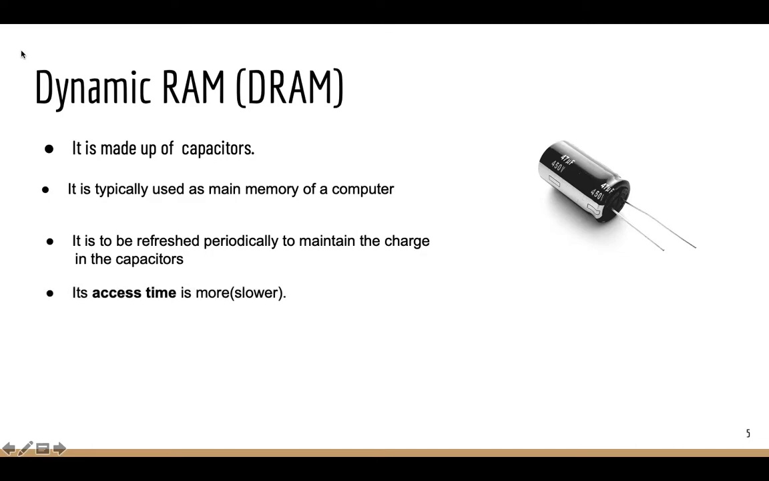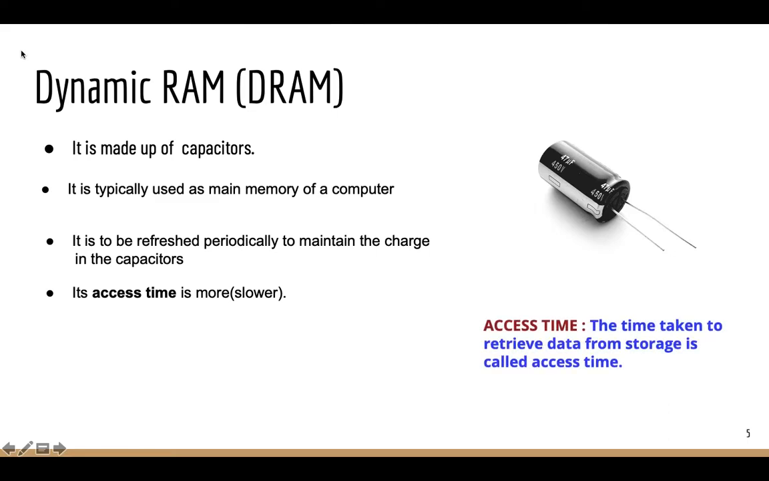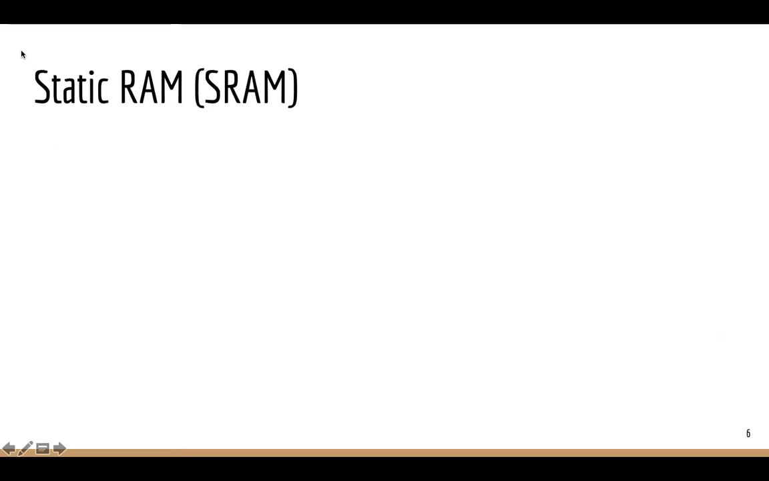Its access time is more, that is, it is slower. Now, what do we mean by access time? Access time is the time taken to retrieve data from storage. As we request the data, you will not get it immediately, right? It will take some time. That time is known as the access time. Here, in the case of DRAM, the access time is more. That means it is a slower form of RAM.